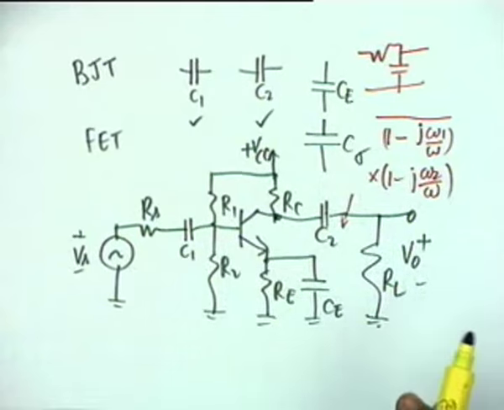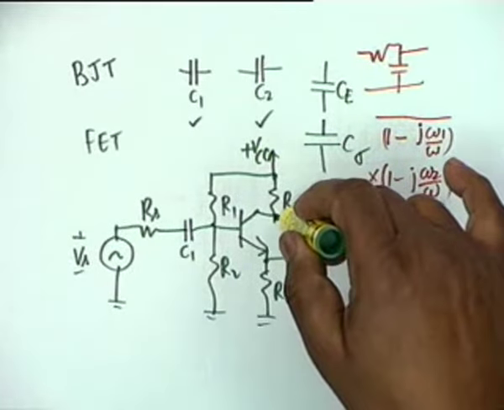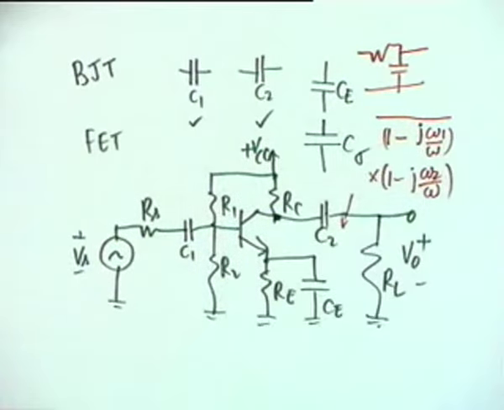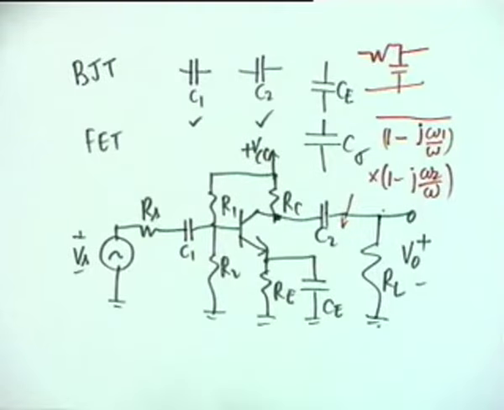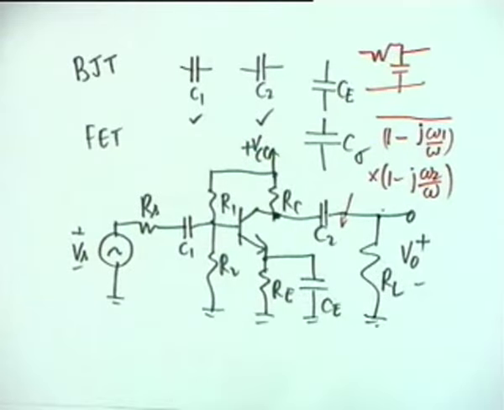No, it is not in parallel. RC will come from here to ground. RL is from here to ground. C2 is the bridge. C2 is not in parallel with RL. We will see this in the equivalent circuit.